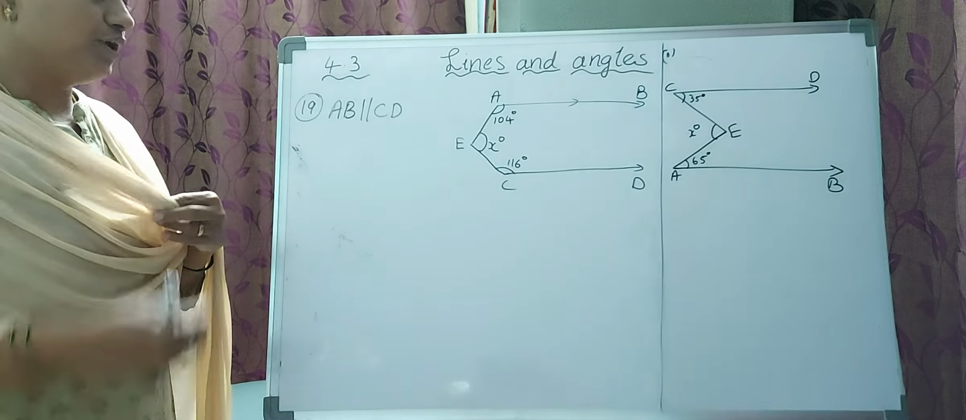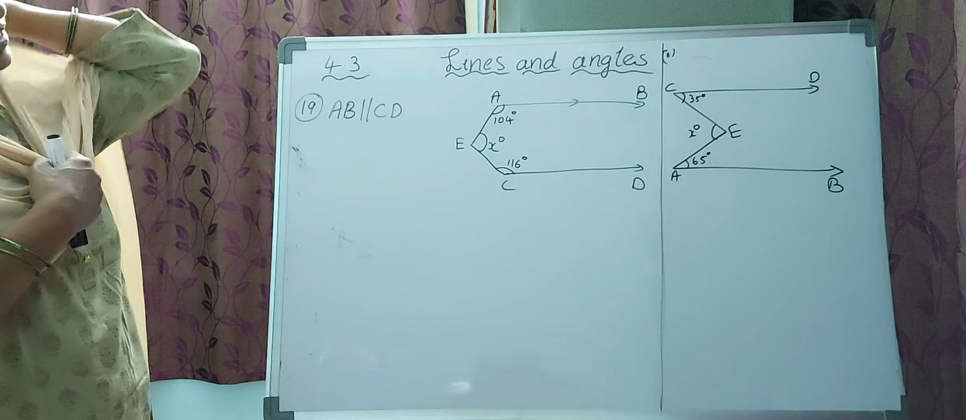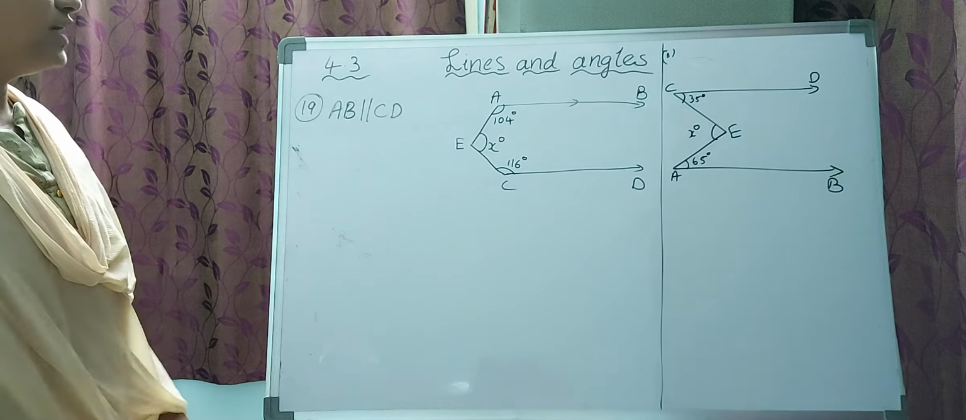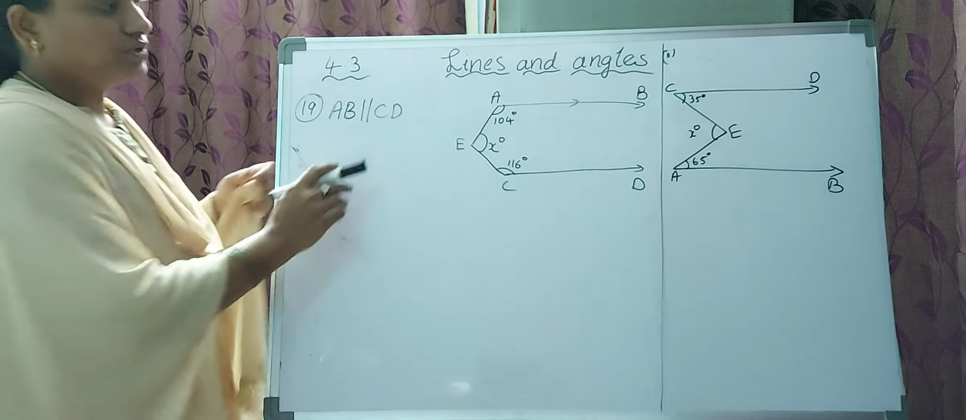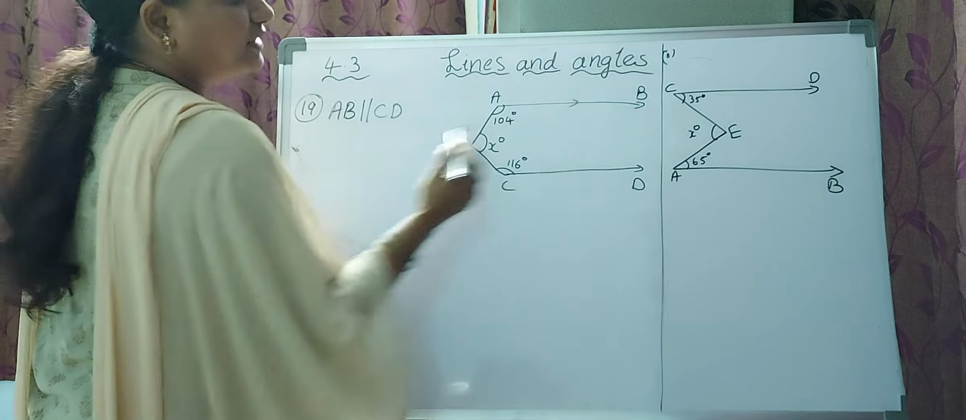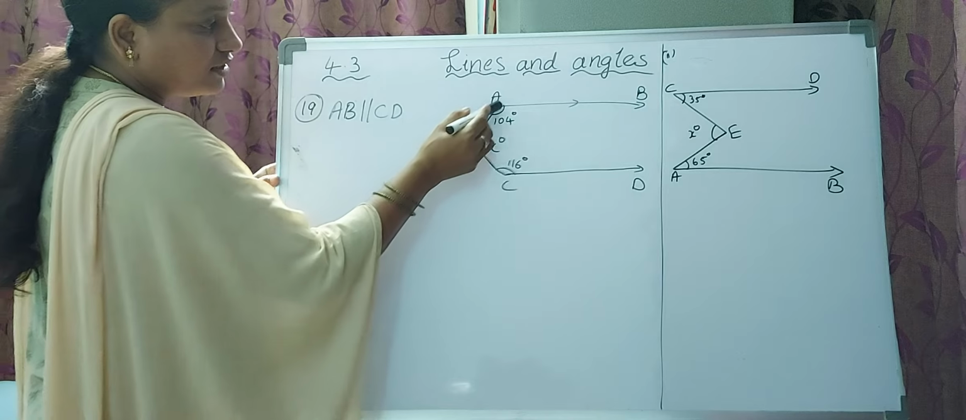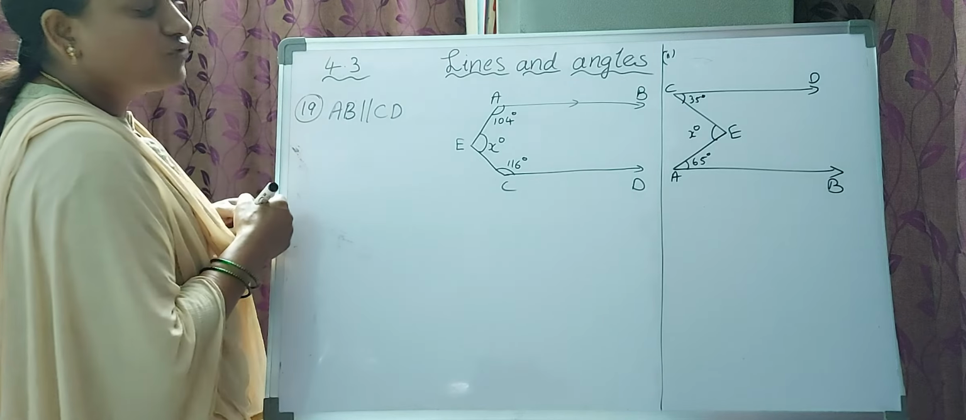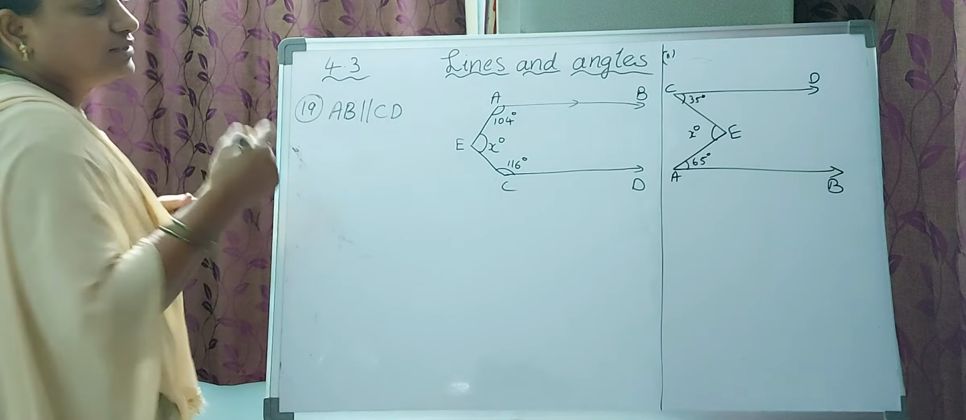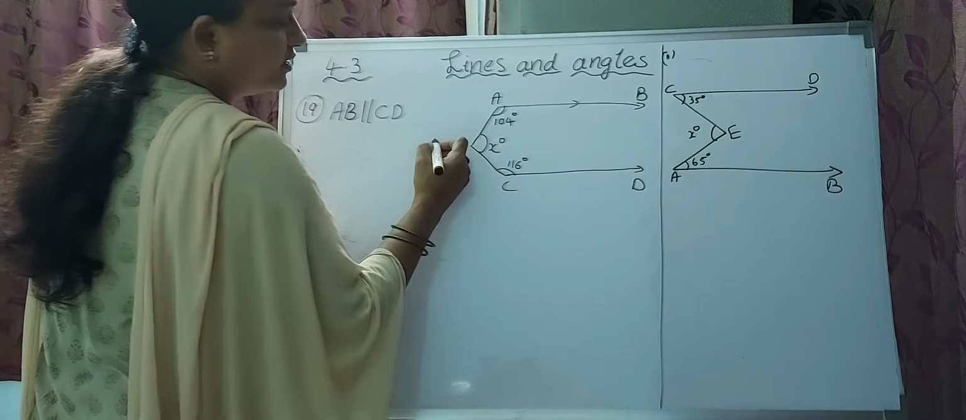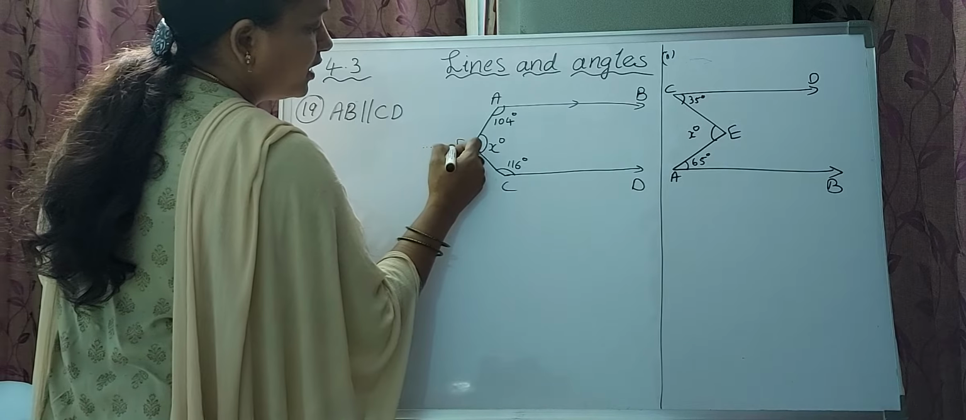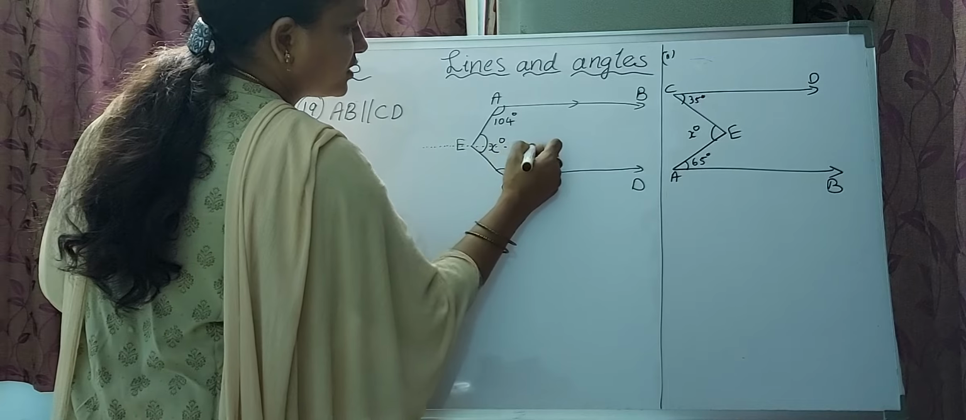Yesterday we discussed up to the 18th problem in 4.3, that is lines and angles. Today we'll see the 19th problem. See, AB is parallel to CD, and we have to find the x value. But here you have to draw one imaginary line that is parallel to AB and CD. Just draw an imaginary line between these.